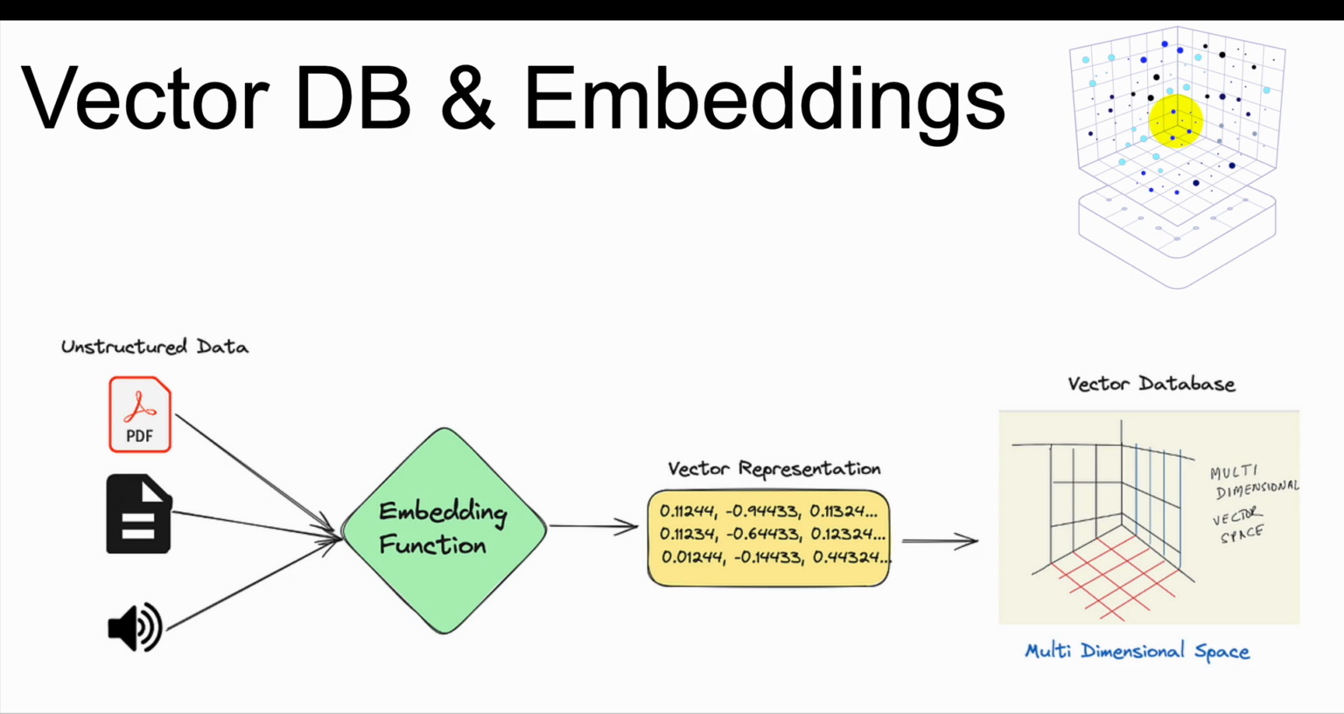Now let's see what vector embedding is and how we store the data in a vector database. We have unstructured data like a PDF, text document, or an audio file. So we need an embedding function. An embedding function is an AI model, basically an embedding model, used to create a vector representation, meaning an array of numbers. So we are not storing the unstructured data like images or PDFs as a binary object. Instead, we create an embedding of this data and store it in a numerical array, in a vector representation in a multi-dimensional space. This is how we store the unstructured data in a vector database.